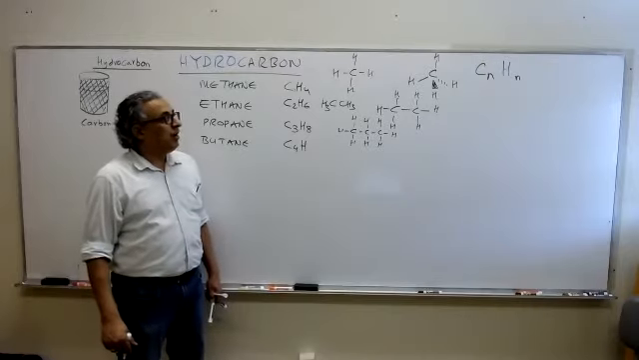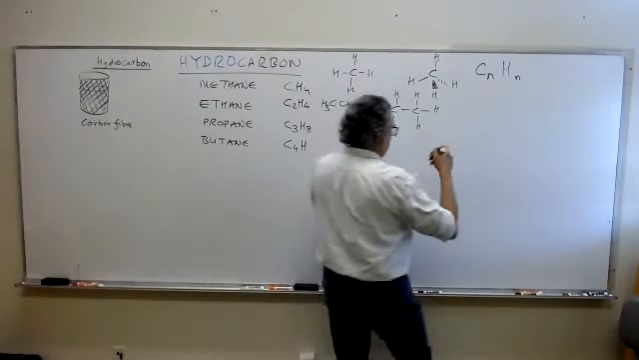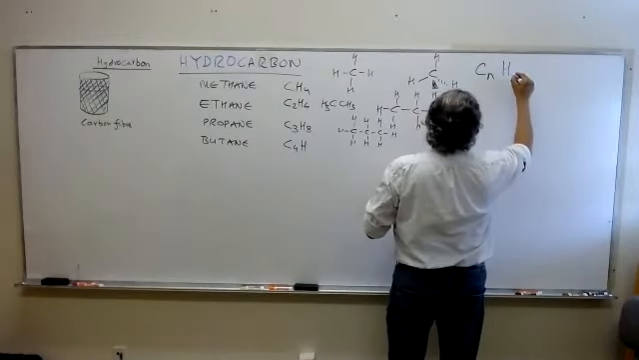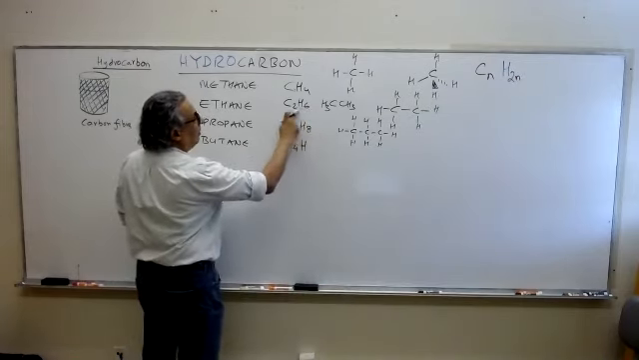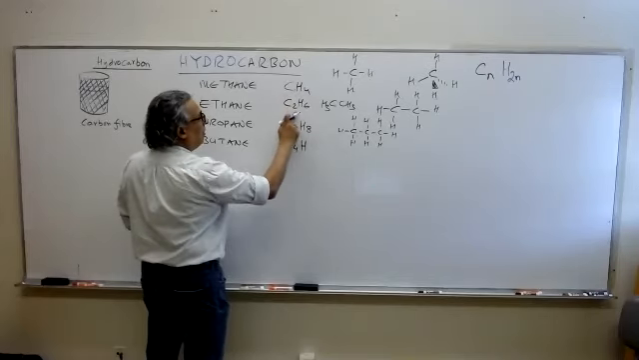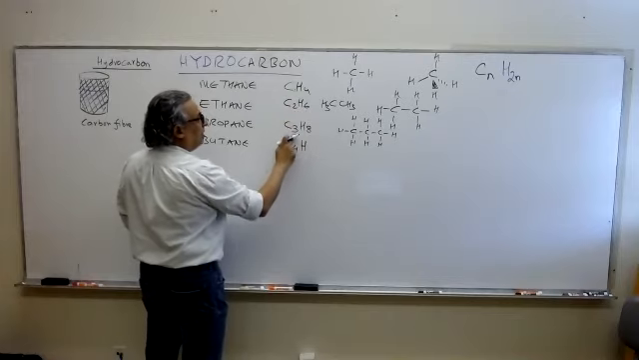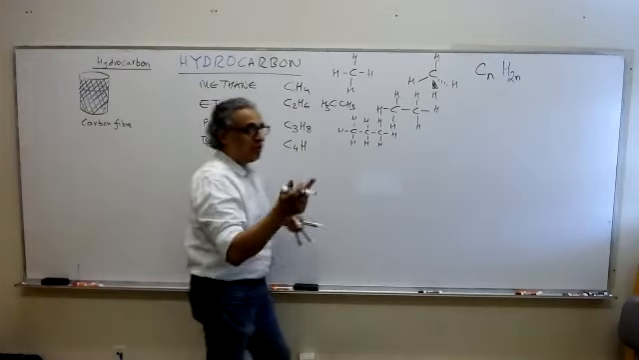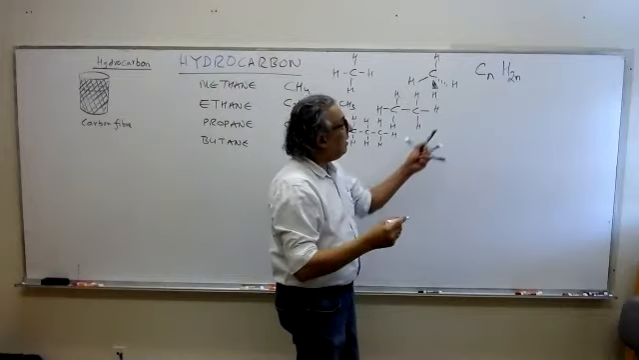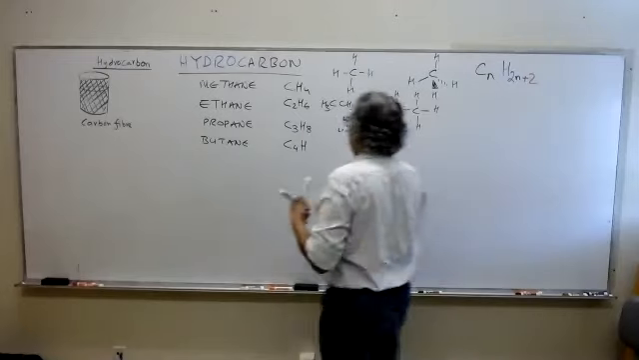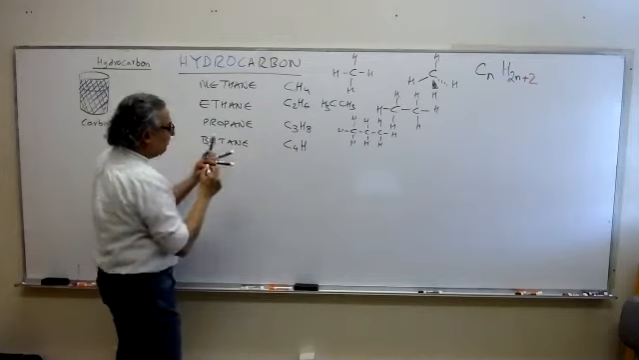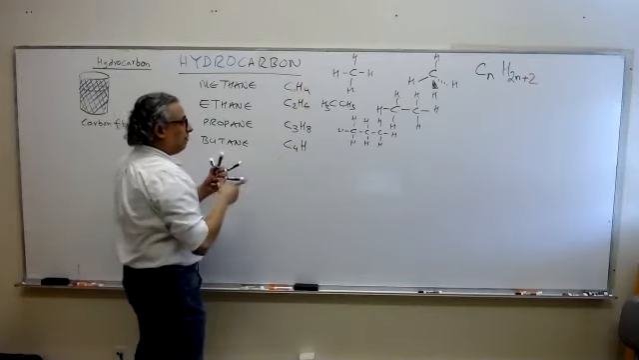For each carbon, 2 hydrogens. So you're saying CnH2n? That's not going to work. It's 1 times 2, then 2 more. 2 times 2, then 2 more. 3 times 2, then 2 more. So CnH2n plus 2, that's the formula.